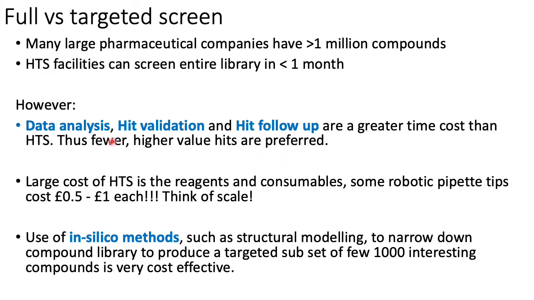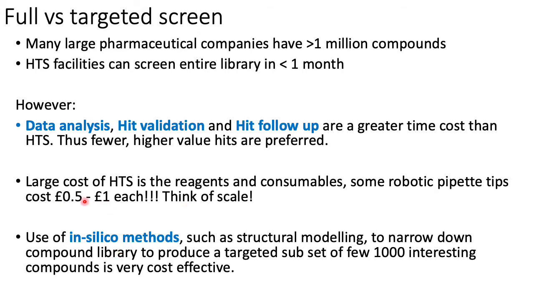So if you have fewer, higher value hits are actually preferred. There's a large cost of high throughput screening, which is the reagents and the consumables, and some robotic pipette tips are also quite expensive, anything between 50p to £1 each. So if you're thinking about scaling up, and if you're obviously testing a million compounds, you can imagine how much it's going to cost us to run the high throughput screening just in tips alone.